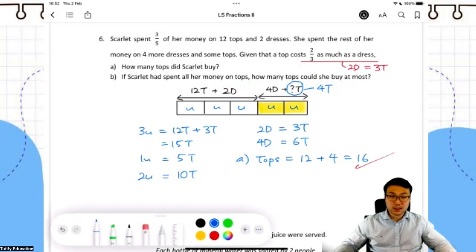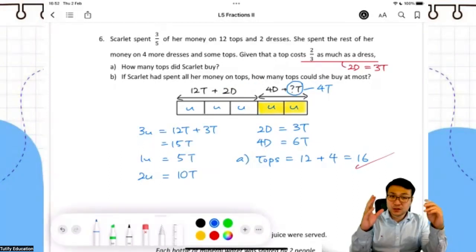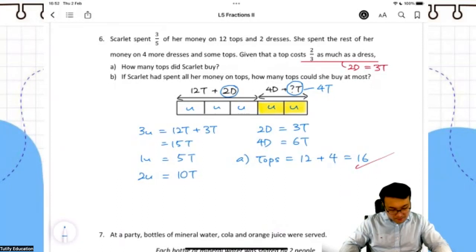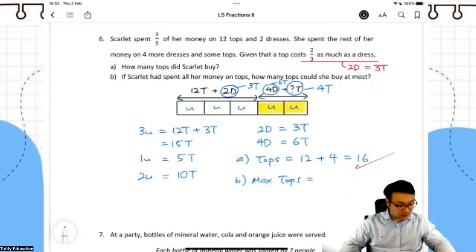Now the next question asks, if she spent all her money on tops, how many tops can she buy at most? Okay, that's very easy. You know why? They're asking you if she did not buy any dresses. Okay, let's imagine that she did not buy dresses and she used all the money to buy tops. You already converted the 2 dresses and 4 dresses, which is 3 tops and 6 tops, which means you can add them together and plus the number of tops that there are. Very good. So the maximum number of tops that she can buy if she did not buy any dresses would be 12 plus what?